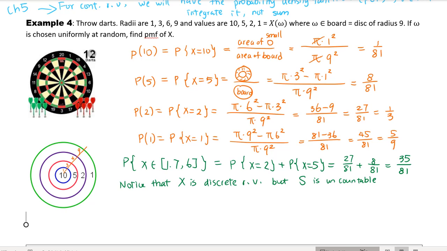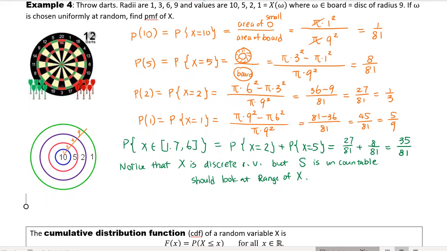So that's why in this example, because the range of x is the numbers 10, 5, 2, 1, this is a finite number. So x is a discrete random variable, even though the sample space is uncountable. So that's why we should look at the range of the random variable to tell whether it is a discrete random variable or a continuous random variable.